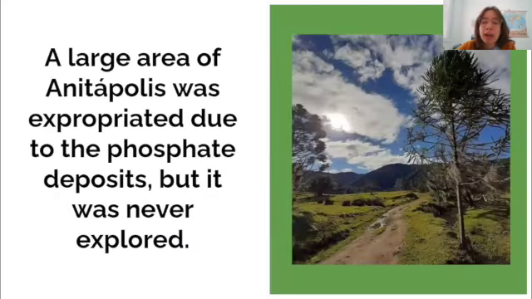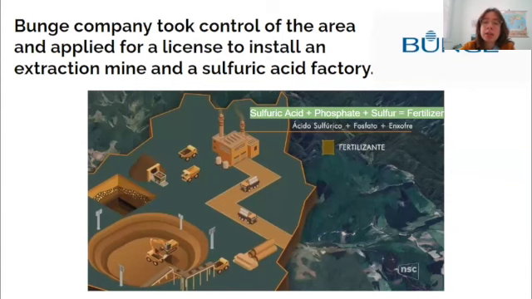A large area of Untitled was expropriated due to the phosphate deposits, but it was never explored. This expropriation caused damage to the town and the residents. The main reason is that the most fertile land is in the expropriated area, and as we said before, Untitled's economy is based on agriculture. More than 30 years ago, a Brazilian research company started to study the land, and about 10 years ago, the Bunge company took control of the area and applied for a license to install an extraction mine and a sulfuric acid factory. Both substances added to sulfur would become fertilizer.